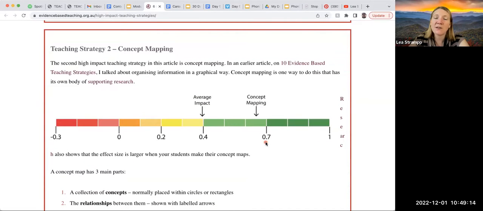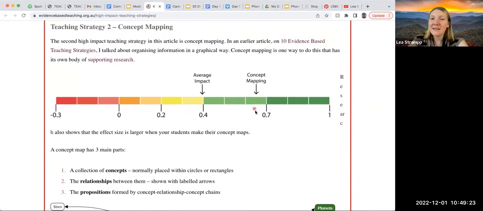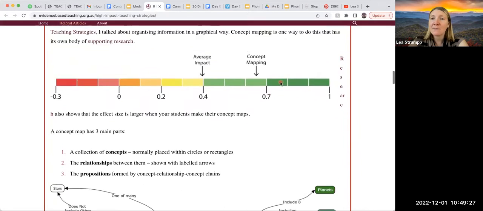Teaching strategy 2, concept mapping. All right, here you can see the Hattie's effects is also very much in the positive. So this is definitely a high impact teaching strategy.